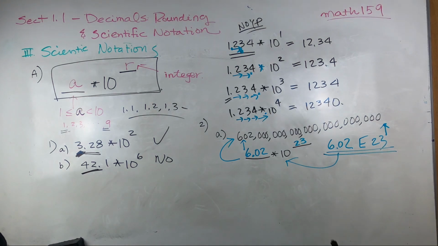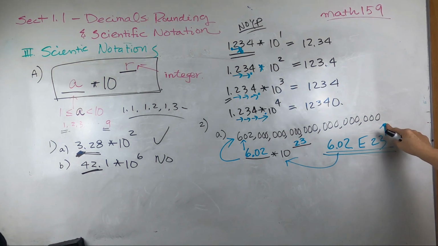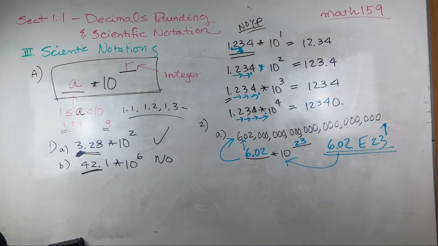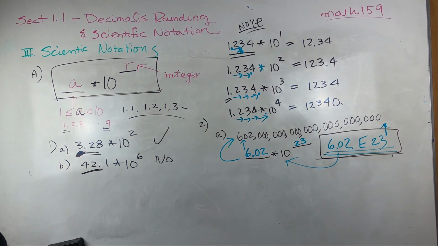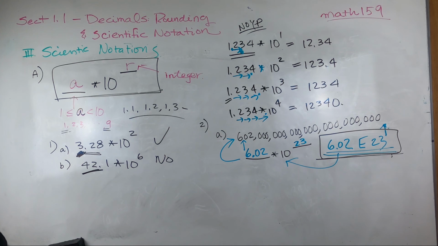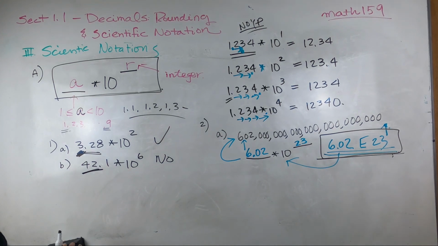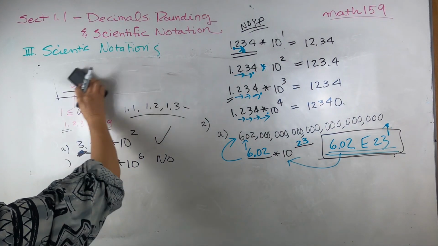6.02 times what? 10 to the 23 powers. Then you actually move the decimal point 23 times, and you end up with that number. That's what it means on your calculator. Got it? Okay.